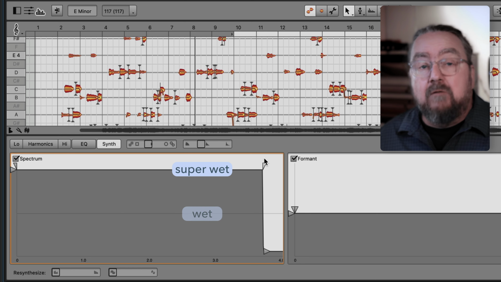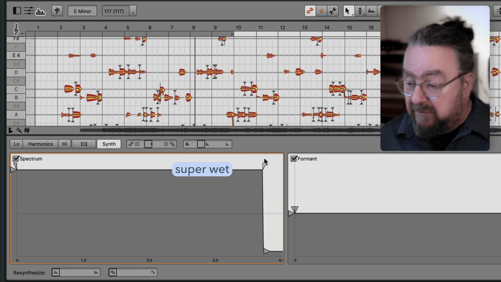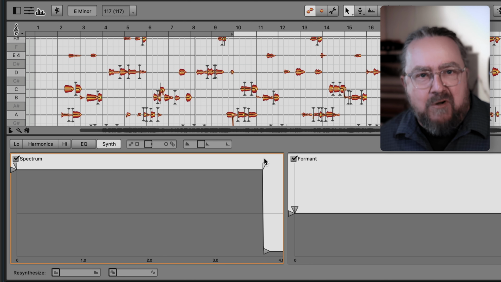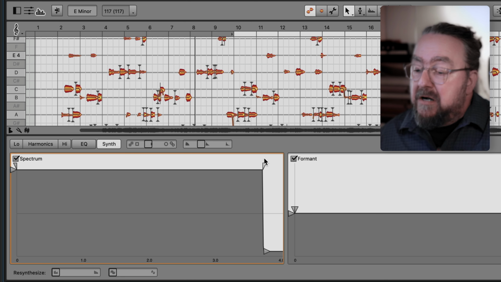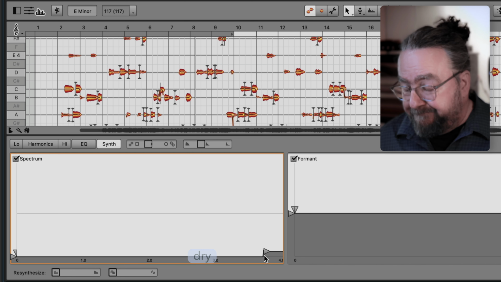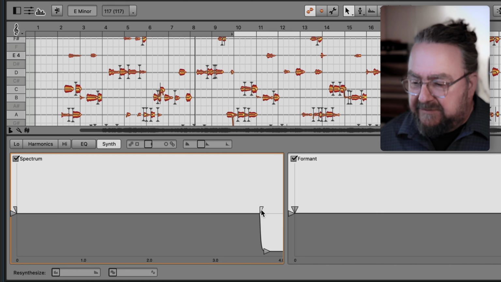Raising the line means you over-exaggerate everything you did before, like super wet or 1,000 times wet or whatever. And everything below the middle position is attenuating the former edits. Let's hear some examples.